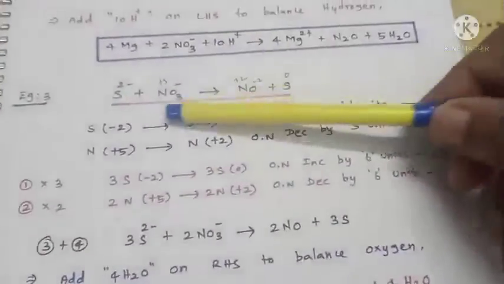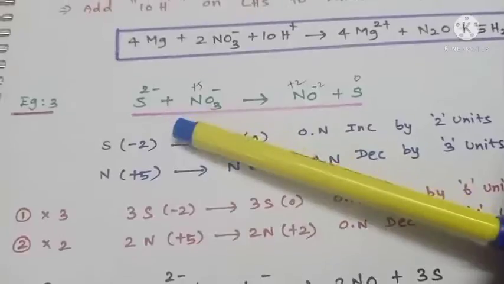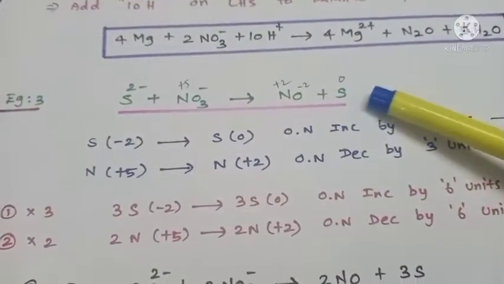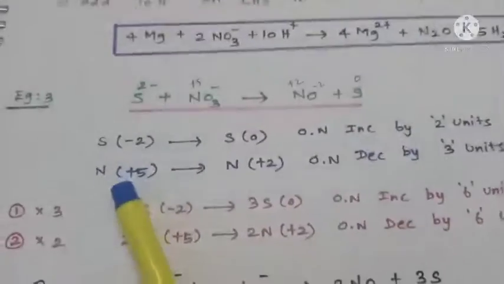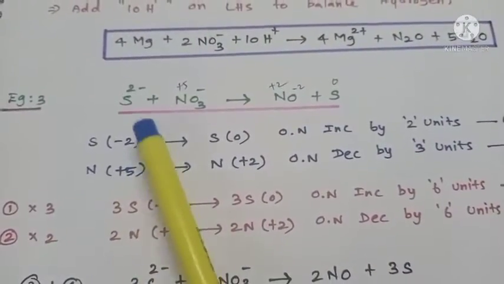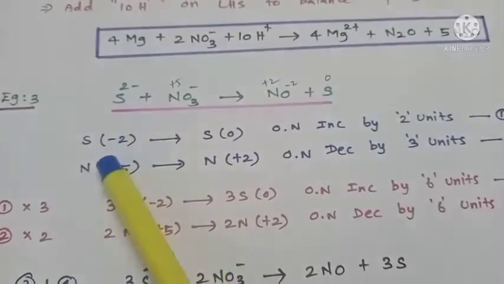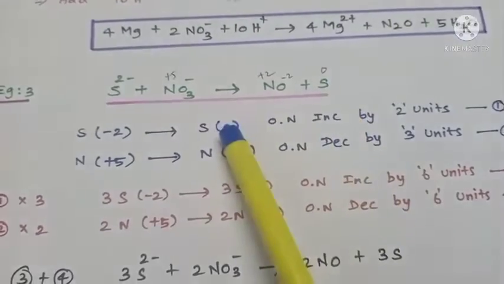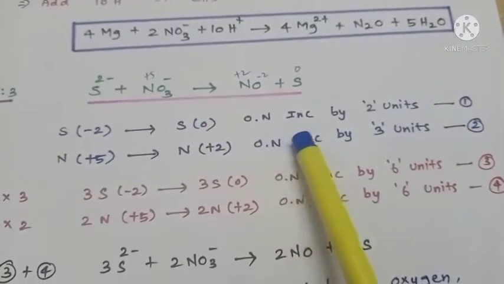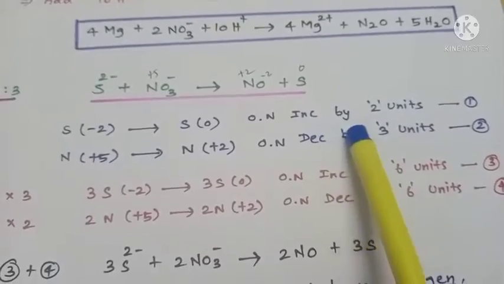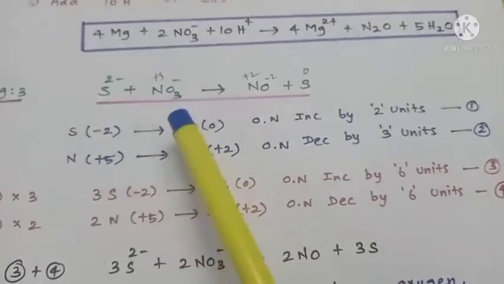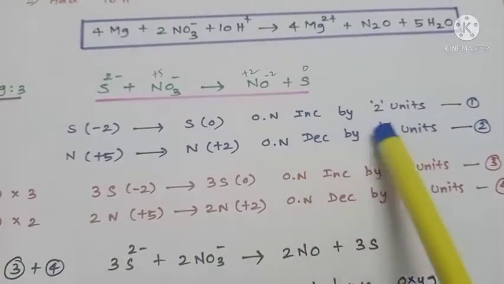Now one more example. Example number 3. S2 minus ion, sulfide ion, reacts with nitrate ion giving NO, nitrogen monoxide, and sulfur. Now here on the left side sulfur is in the -2 oxidation state, a monoatomic ion. The charge is nothing but its oxidation number. On the right side it is in the uncombined, elemental state, 0 state. Therefore the oxidation number of sulfur increases by 2 units, because with -2 if you add +2 then only will you get 0. So the oxidation number increases by 2 units.